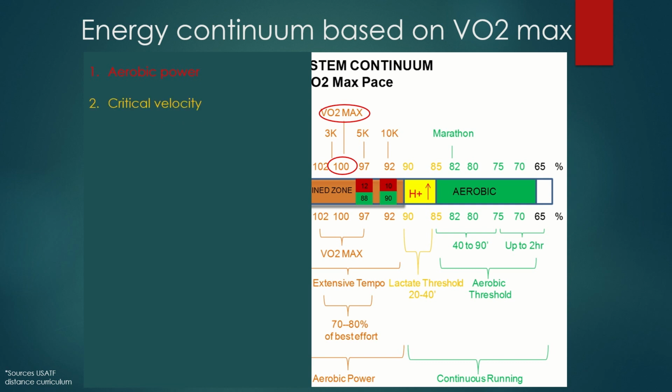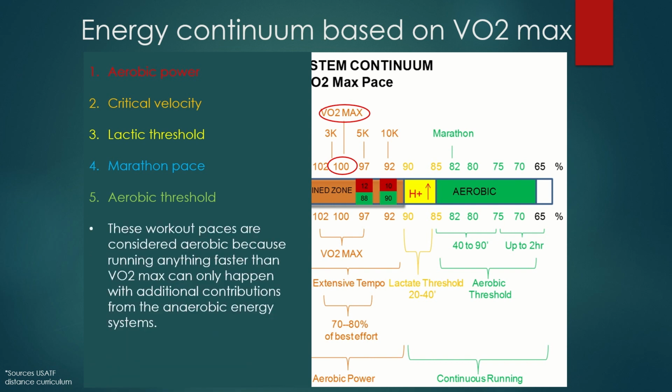Critical velocity is the second one, and these are going to go from fastest to slowest on this list: lactic threshold, marathon pace, and aerobic threshold. Okay, so those are the 5 main aerobic pace workouts that we are dealing with.